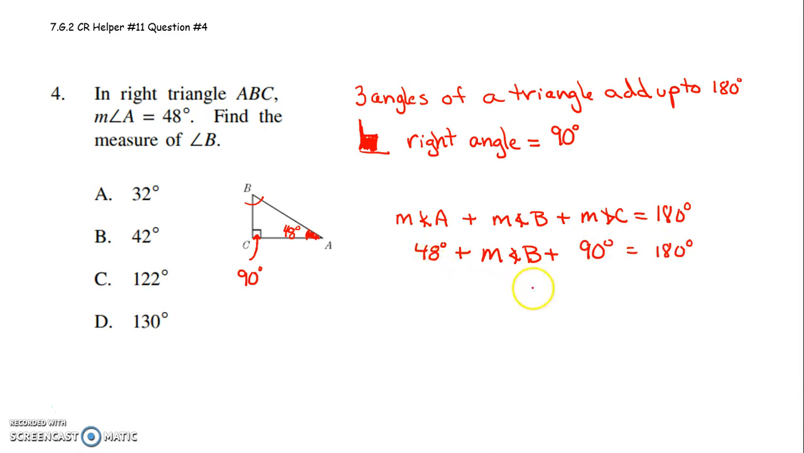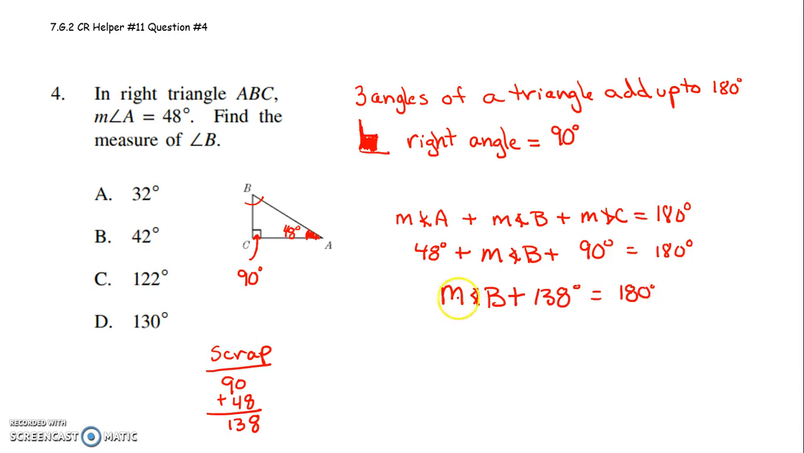So you have to figure out 48 plus 90 plus what gives me 180. Well, the first thing I should do is add up the 48 and 90, the 2 angles I know. So off to the side, my little scrap work would be 90 plus 48. 0 and 8 is 8. 9 and 4 is 13. So that's 138 degrees. So now we know the measure of angle B plus 138 degrees will give us 180. All right. So once I combine those 2 angles, I still have to find angle B though.